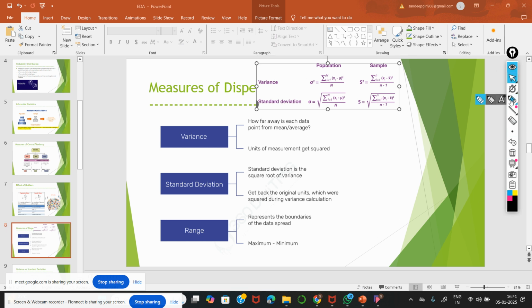Fine. And apart from these things, we have something called range. Let me give you an example with marks. People have scored marks like 60, 20, 30, 50, 80, 90. These are the marks. If I go for the variance, you would be getting a very big value.